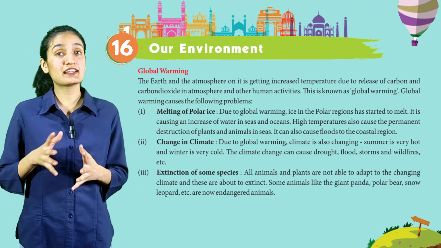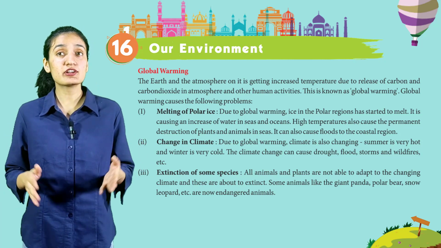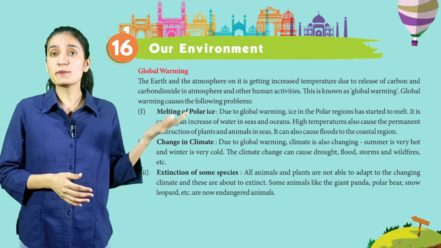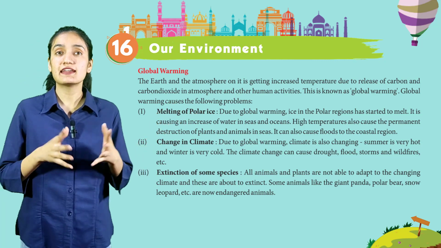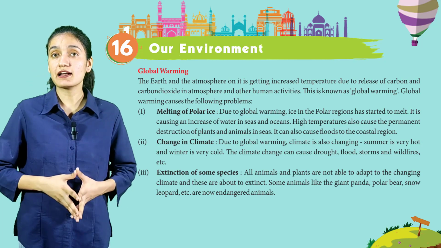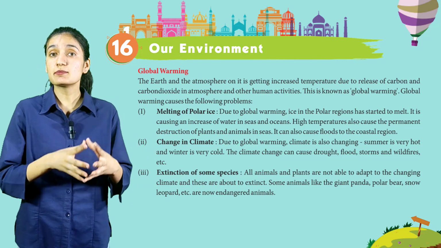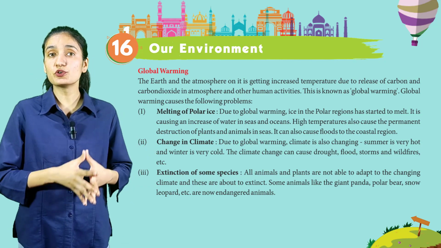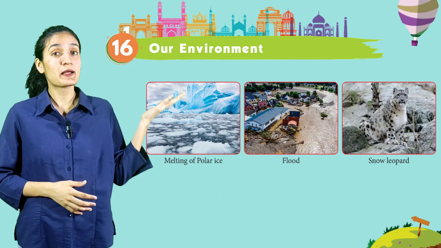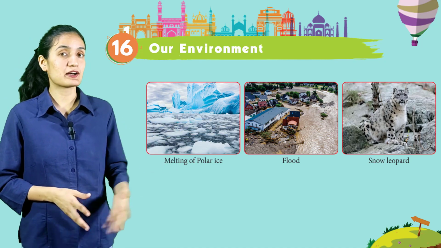Second is change in climate. Due to global warming, climate is also changing. Summer is very hot and winter is very cold. The climate change can cause drought, flood, storms and wildfires, etc. Next is extinction of some species. All animals and plants are not able to adapt to the changing climate, and these are about to extinct. Some animals like giant panda, polar bear, snow leopard, etc. are now endangered animals. You can see the pictures of melting of polar ice, flood and snow leopard.